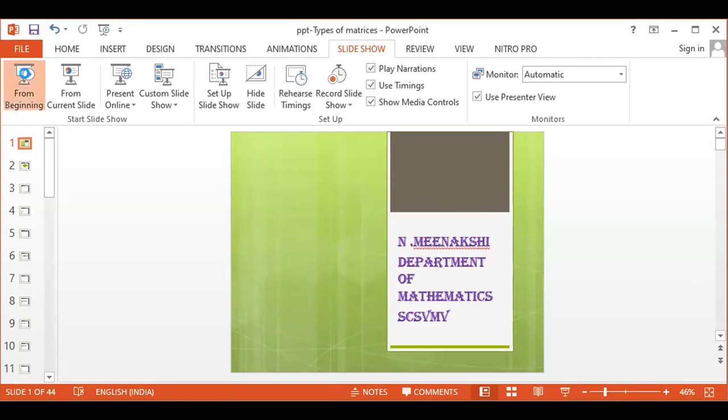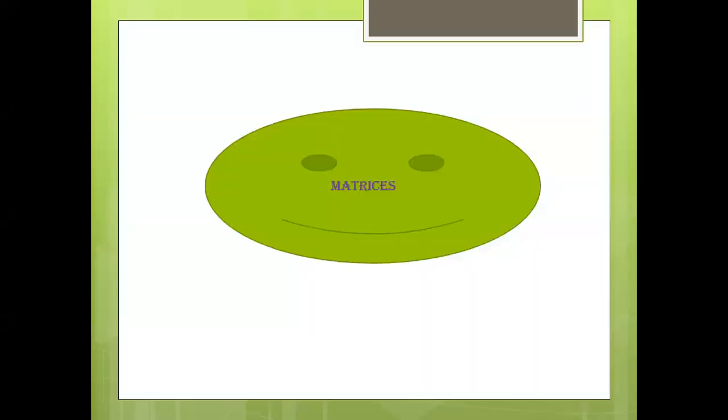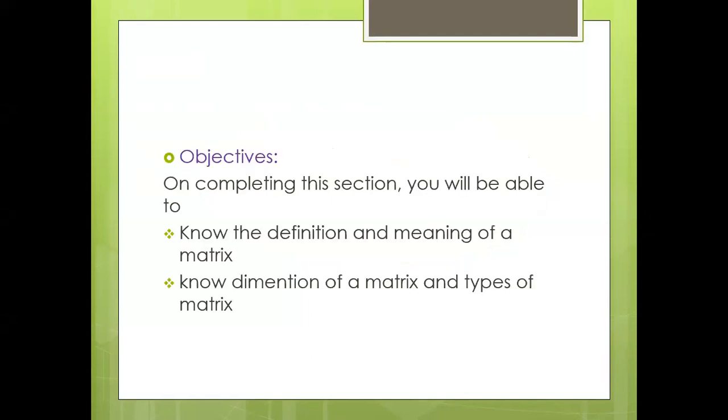Today we are going to see matrices and some types of matrices. Outline: definition of matrix with example, types of matrices with example, and properties of matrices. What are the objectives? On completing this section, you will be able to know the definition and the meaning of a matrix, and also know the dimension of a matrix and types of matrices with example.